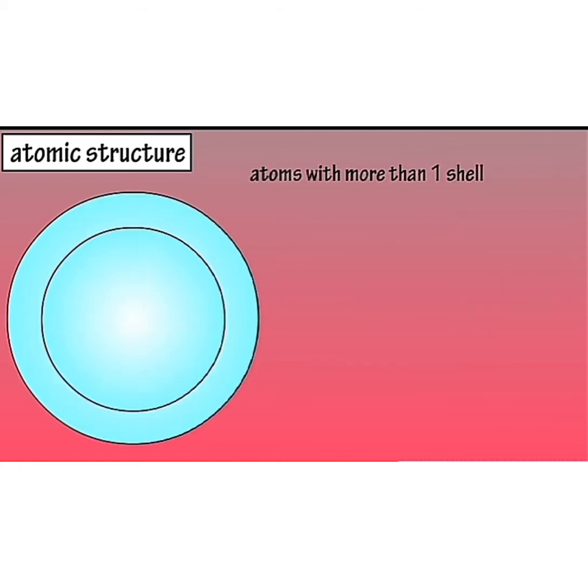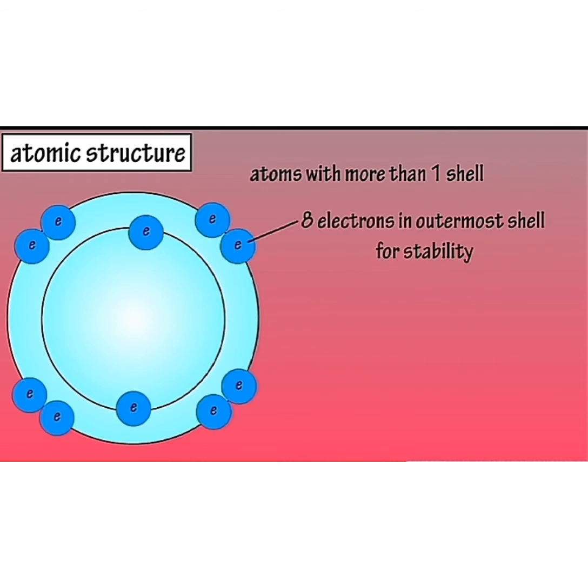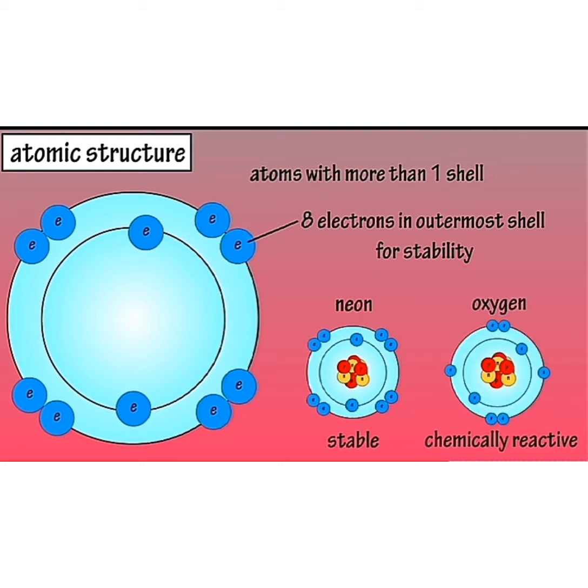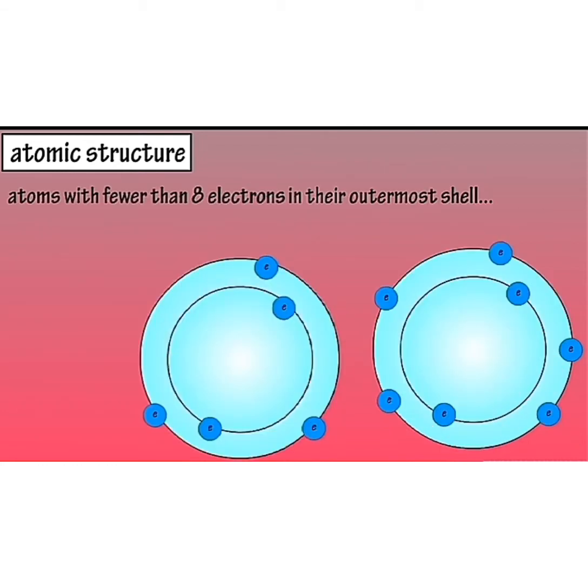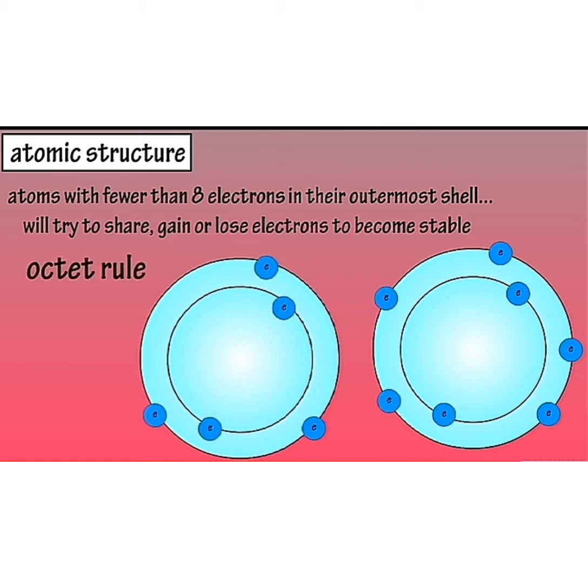In atoms with more than one energy level or shell, 8 electrons are required in the outermost shell for stability. So neon, which has 8 electrons in its outermost shell, is stable. And oxygen, which has only 6 electrons in its outermost shell, is chemically reactive. Atoms that have fewer than 8 electrons in their outermost shells will try to share, gain, or lose electrons in order to become stable. This is called the Octet Rule.